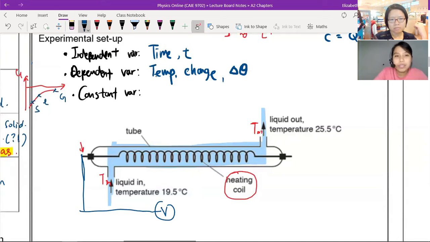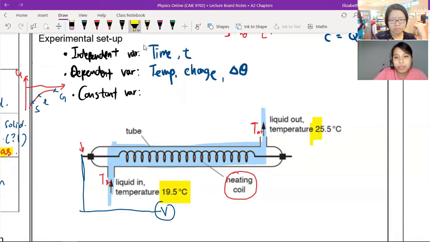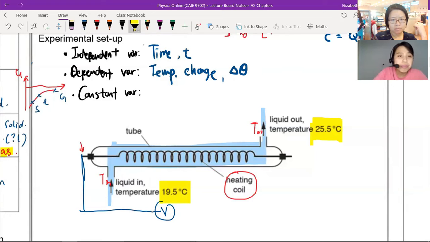Because now you have a, let me highlight for you. You go in at 19.5, you come out at 25 now. There's a temperature change happening there. Lastly, constant variable. You cannot have too many things changing because too many things changing give you a headache.